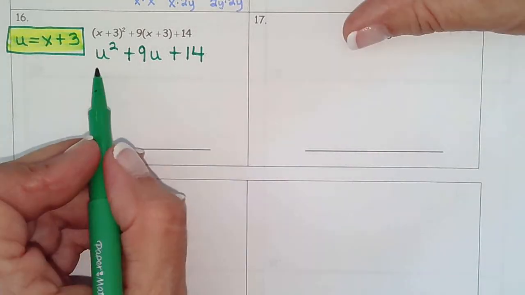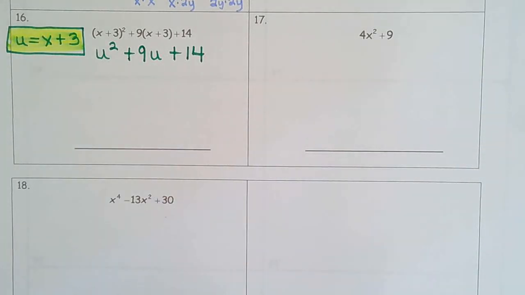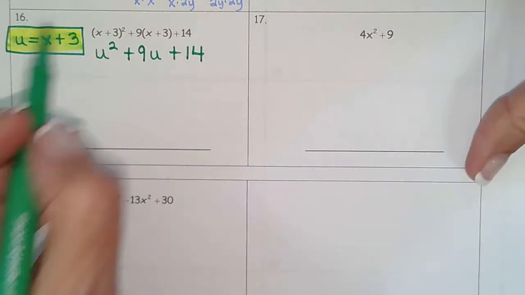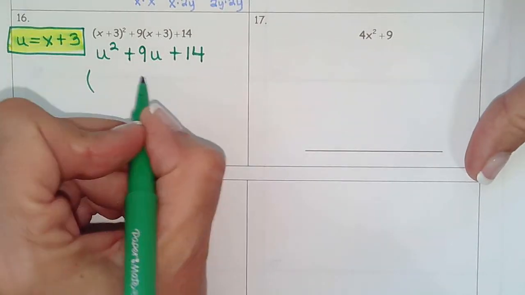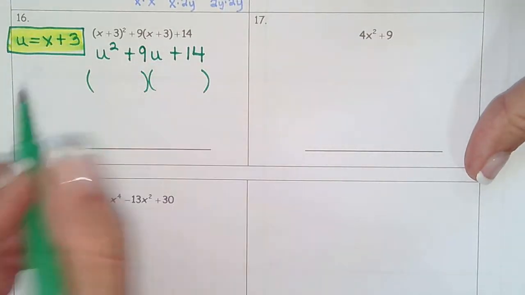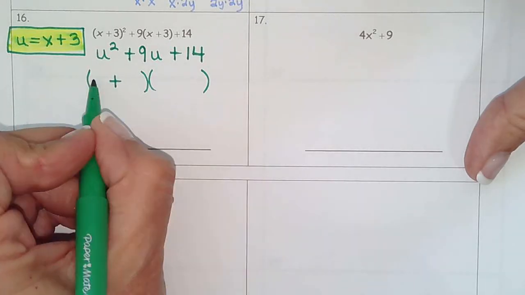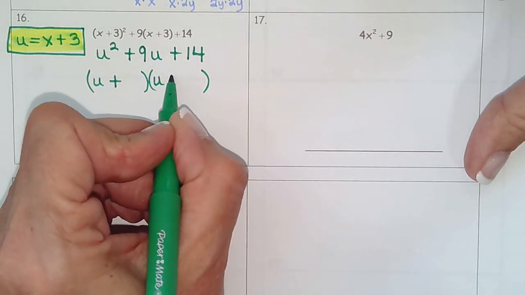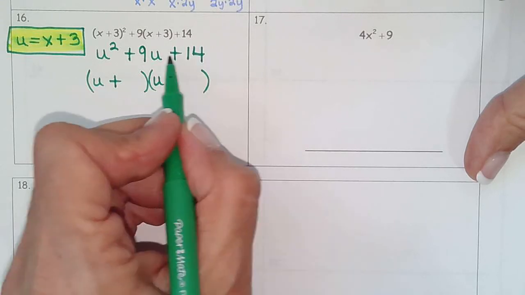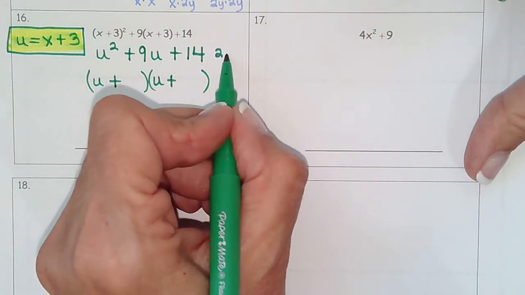And now it's just a regular, yay, double bubble. We can go right to the answer, except then we got to do that. So all positive signs, so that means these are positive. Factors of 14 that add to 9 are 2 and 7.